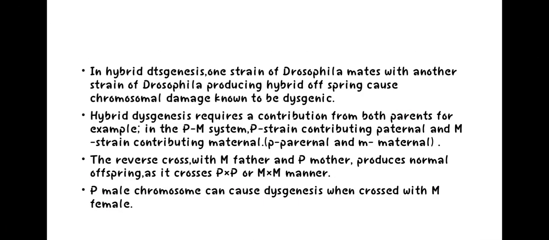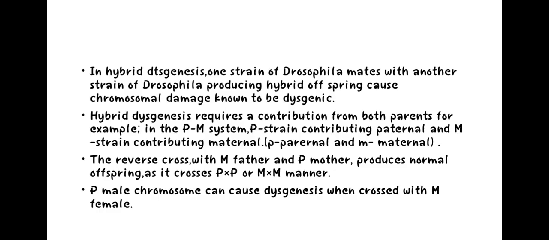In hybrid dysgenesis, one strain of Drosophila mates with another strain of Drosophila, producing hybrid offspring with chromosomal damage known as dysgenic. Hybrid dysgenesis requires a contribution from both parents. For example, in the PM system, the P strain contributes paternal and the M strain contributes maternal. The reverse cross, the M father and P mother, produces normal offspring.